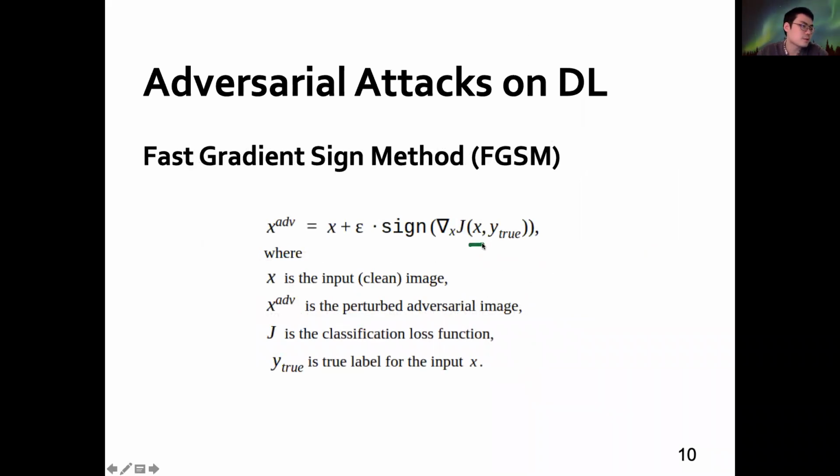Previously, if you give x to the model, it will give you a y prediction. There is some difference between this prediction and the true value. I want to increase that difference, increase the loss, so I use plus. Now in the targeted model, it's different.